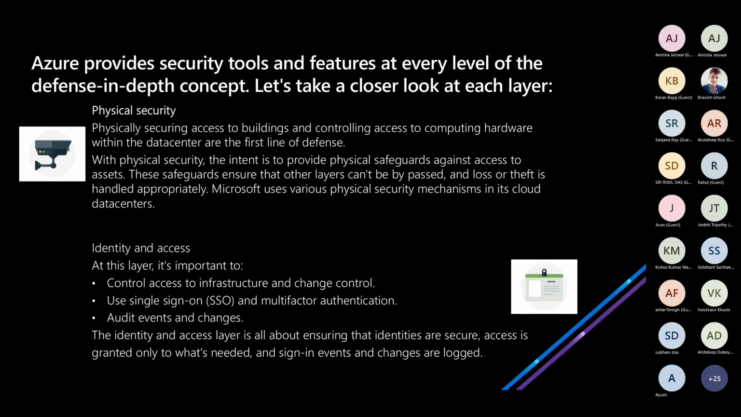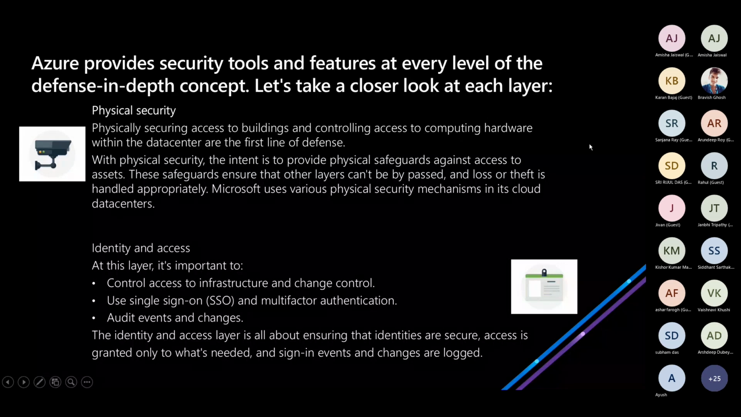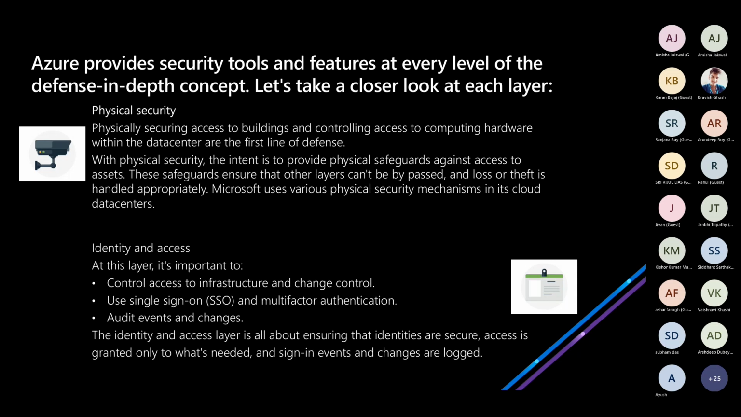Microsoft uses various physical security mechanisms in its cloud data centers. Identity and access. At this layer, it's important to control access to infrastructure and change control. Use single sign on and multi factor authentication. Audit events and changes. The identity and access is all about ensuring that the identities are secure, access is granted only to what's needed, and sign-in events and changes are logged.